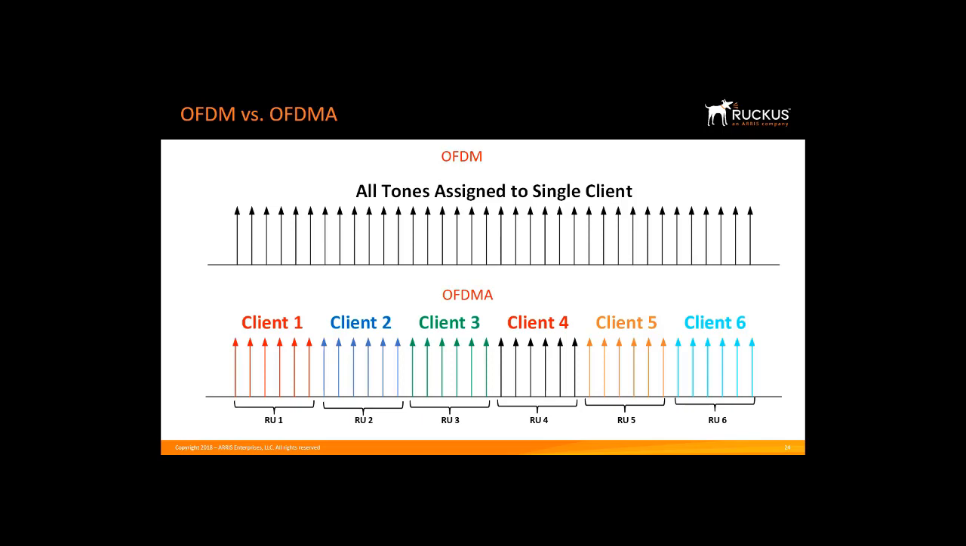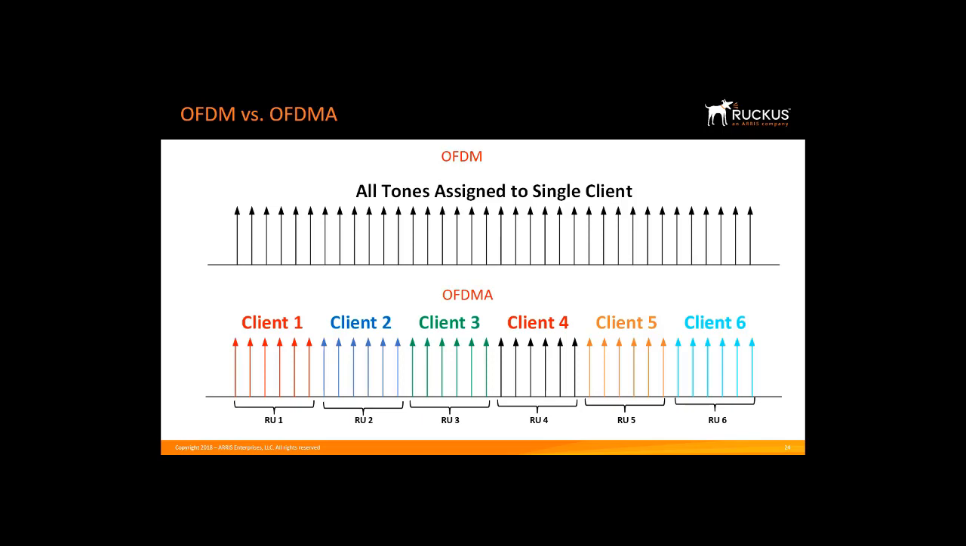With OFDMA, I have the flexibility to assign different numbers of RUs to different clients depending on the type of data I'm sending. I can give everything to one client with the traditional OFDM way, or take some and give to different devices. In this example, we're splitting it into 6 chunks and giving it to 6 users.